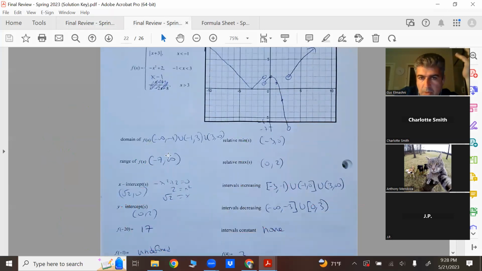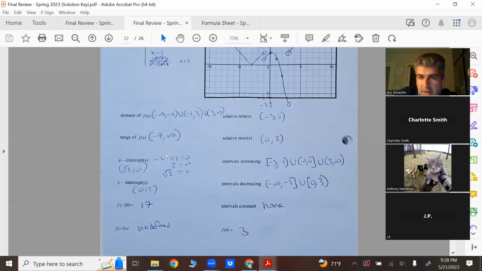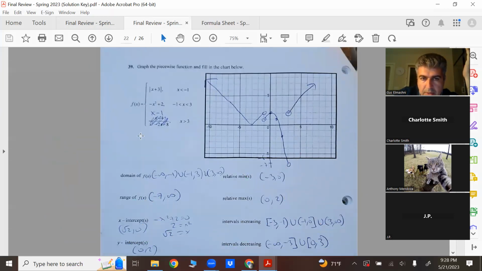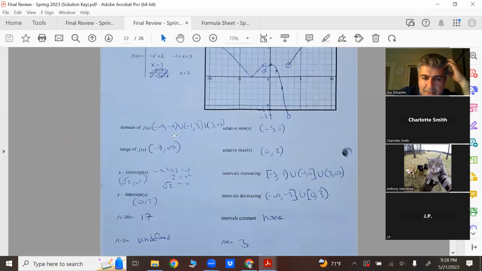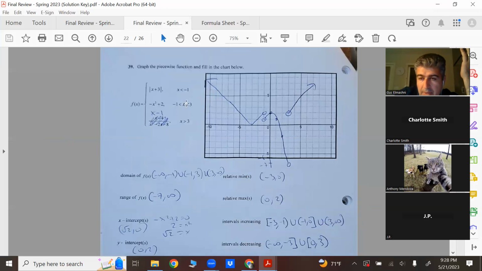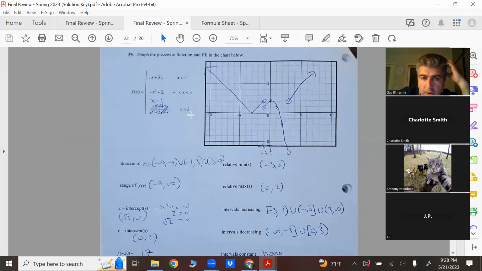Lastly, y-intercept 0, 2, that's pretty obvious. Never constant. For the -20, just plug in, when x is -20, you're going to plug into the absolute value. You get 17. F of -1 is undefined because we didn't have anything defined for it. And then F of 4, plug into the last one.